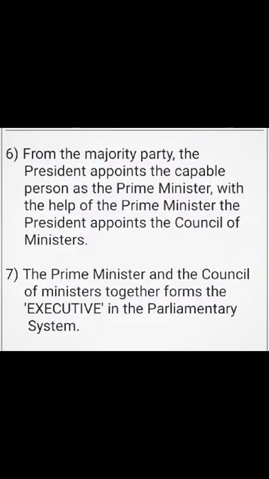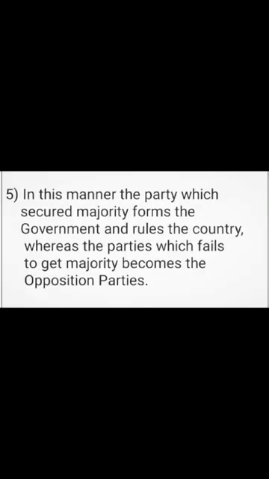In this way, candidates directly elected by the people become the members of the legislature, and the party in majority forms a government. From the majority party of Lok Sabha, the president appoints a capable person as prime minister, and with the help of the prime minister, the president appoints the other council of ministers. The prime minister and the council of ministers together form the executive in the parliamentary system.